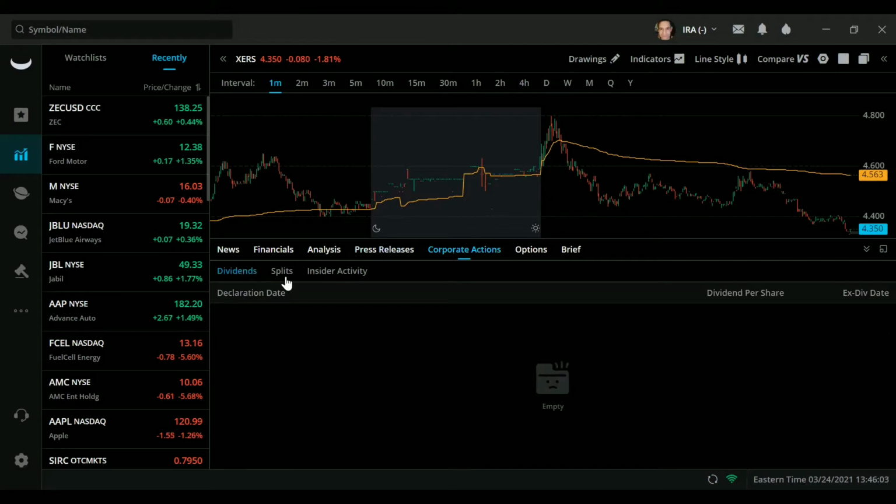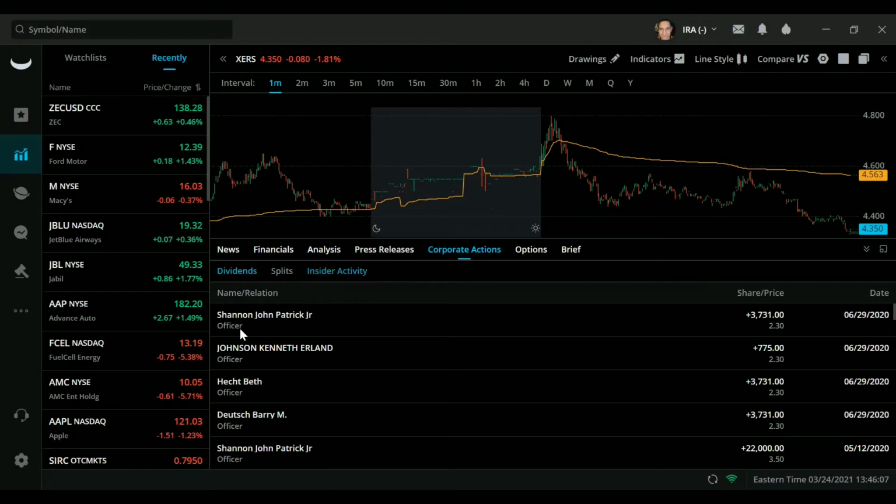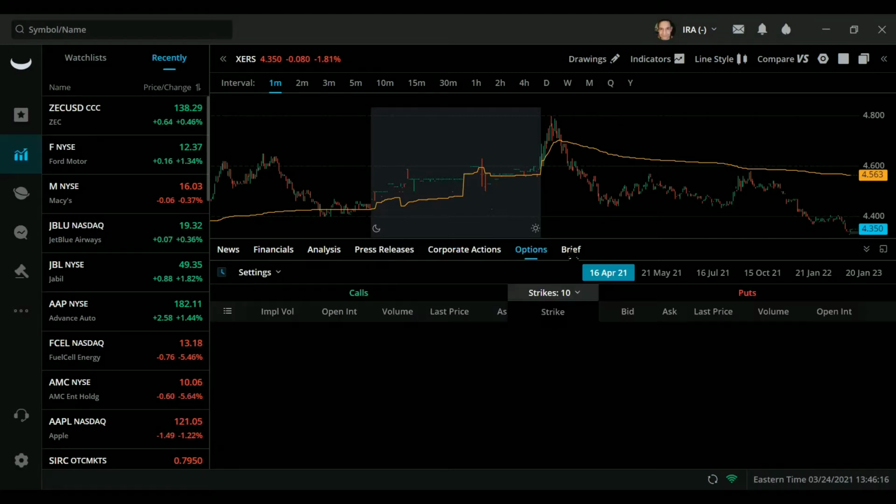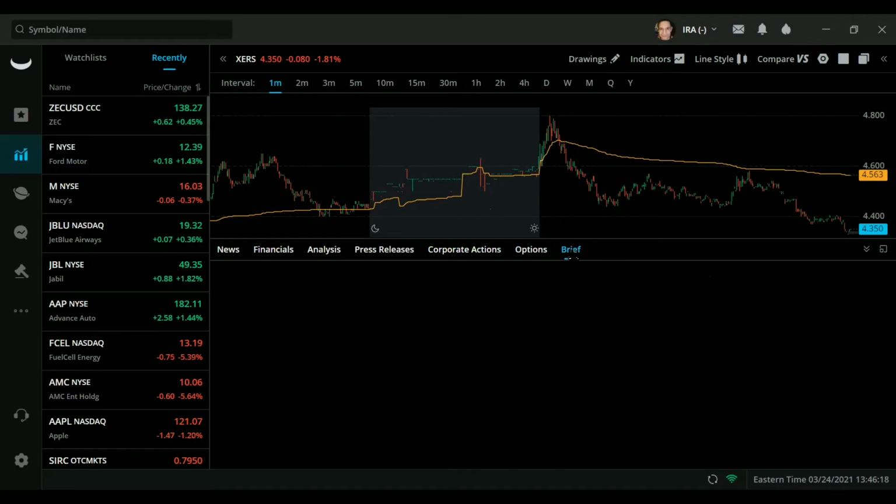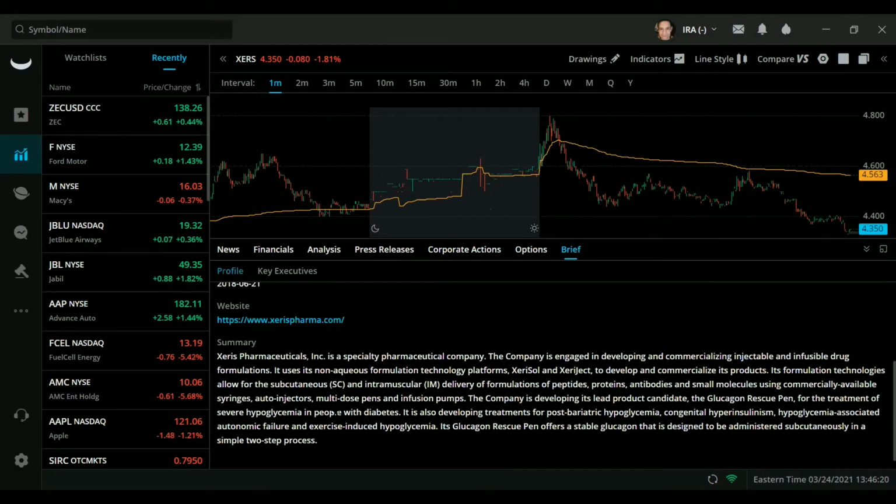Corporate actions, dividends, splits, insider activity. So it shows you that they purchased on June 29, 2020, and so on. So these are probably the new officers that came in at that time. Options. So it shows you some options, and then brief. So that's the information on the company.